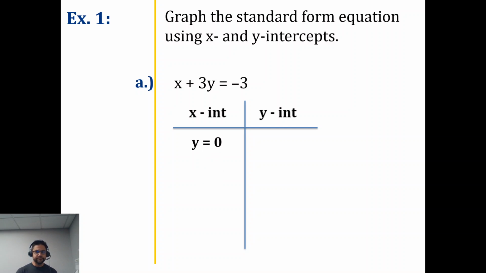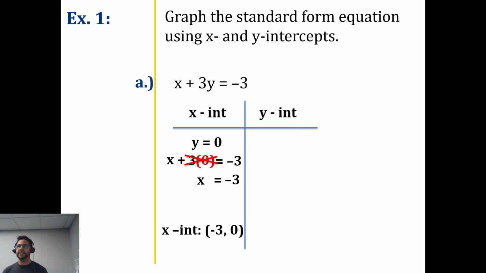So let's see. If y is equal to 0 in the original equation given to us, 3 times 0 is just 0, so that part of the equation disappears, which tells us that x is equal to -3, because 3 times 0 really doesn't matter. We put that in an ordered pair, remembering the x goes first, y goes second, so we've got -3, 0 for our x-intercept.